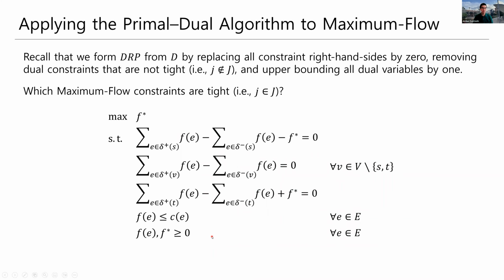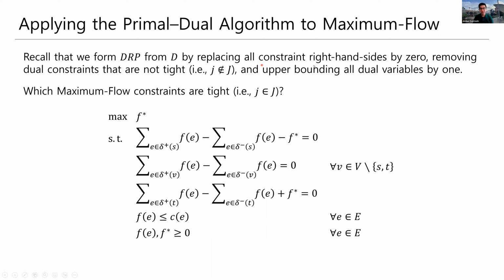Now, in the primal dual algorithm, and I know it's been a little while since we've talked about that, we eventually need to form DRP, or the dual to the restricted primal. As a quick shortcut, I know before we were doing very lengthy derivations, but we get DRP from D by replacing all constraint right-hand sides by 0, removing any dual constraints that are not tight. These are the so-called inadmissible columns, if you remember that. And then finally, we upper bound all dual variables by 1.